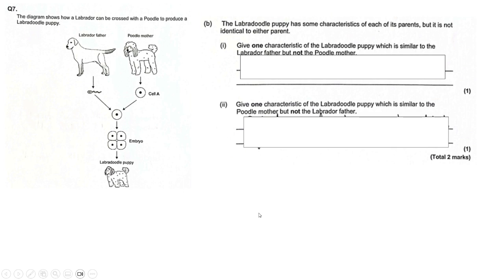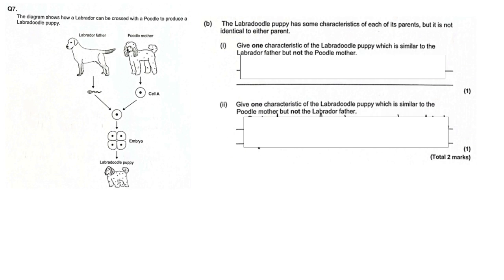Question 7, we have 2 more questions to go through. Let's go. The diagram shows how a Labrador can be crossed with a poodle to produce a Labradoodle puppy. The Labradoodle puppy has some characteristics of each of its parents, but it is not identical to either. Give one characteristic of the Labradoodle puppy which is similar to the Labrador father, but not the poodle mother.